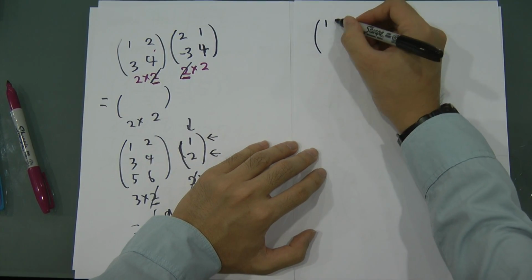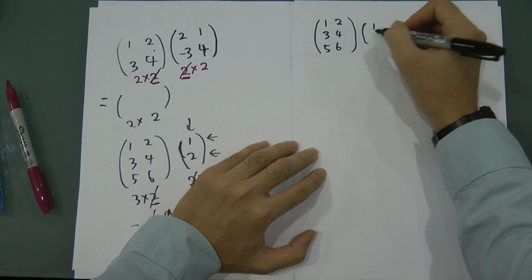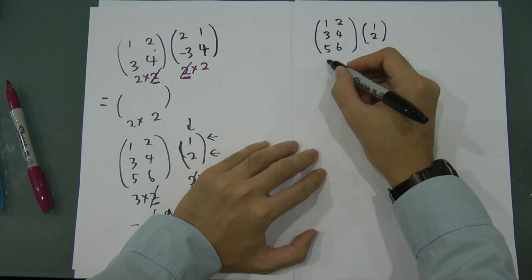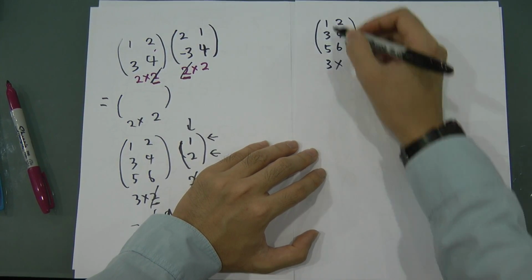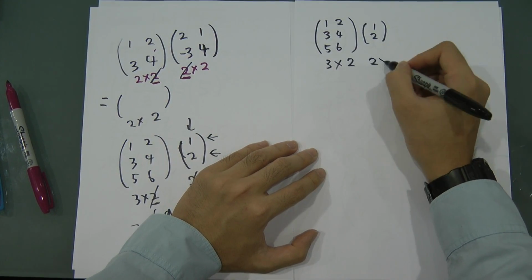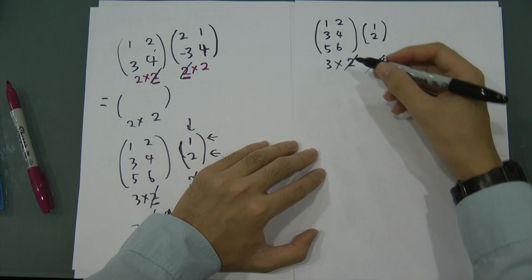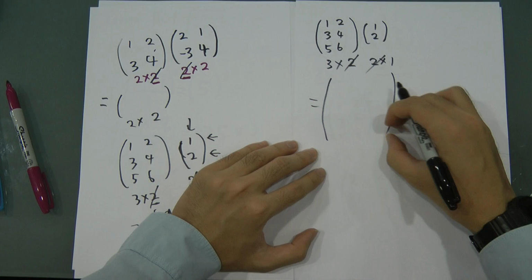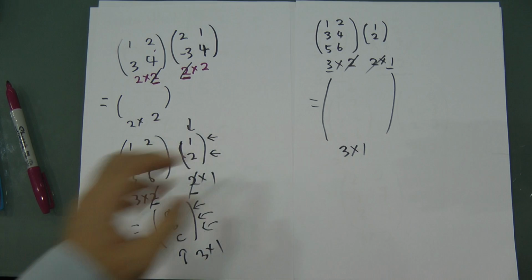Okay, let's say 1, 2, 3, 4, 5, 6, multiple with 1 and 2. Before you start to multiple, make sure you always write the order. This one is 3 row, 2 column, multiple 2 row, 1 column. Means my answer I will get 3 by 1. That means I will get 1 answer, 2 answer, 3 answer. Okay, 3 multiple 1, because 3 and 1 is the only thing I left over here.